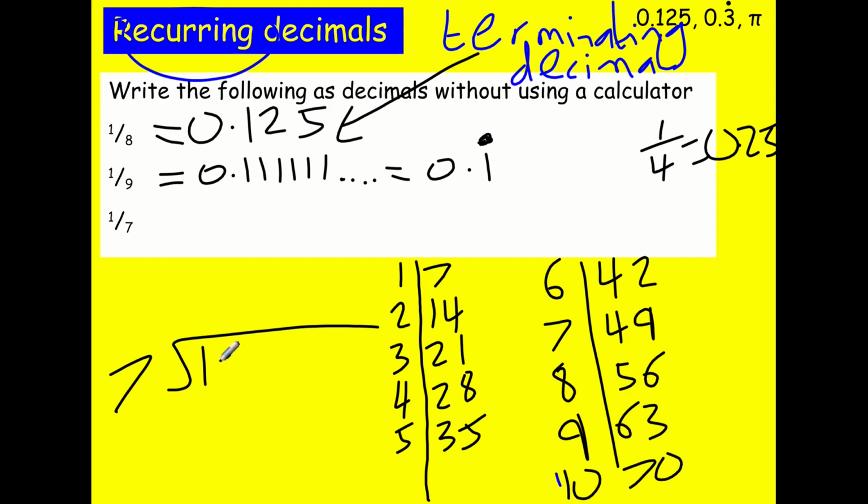So 7s into 1 don't go. Put a point there. 7s into 10 go once, and you can see remainder 3. Put that on the 0. 7s into 30 are going to go 4, remainder 2. 7s into 20 are going to go 2, remainder 6. 7s into 60 are going to go 8, remainder 4.